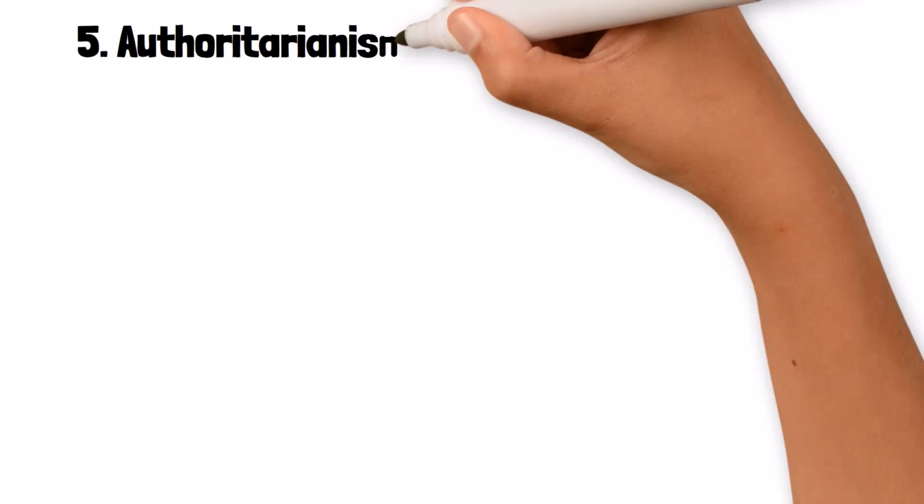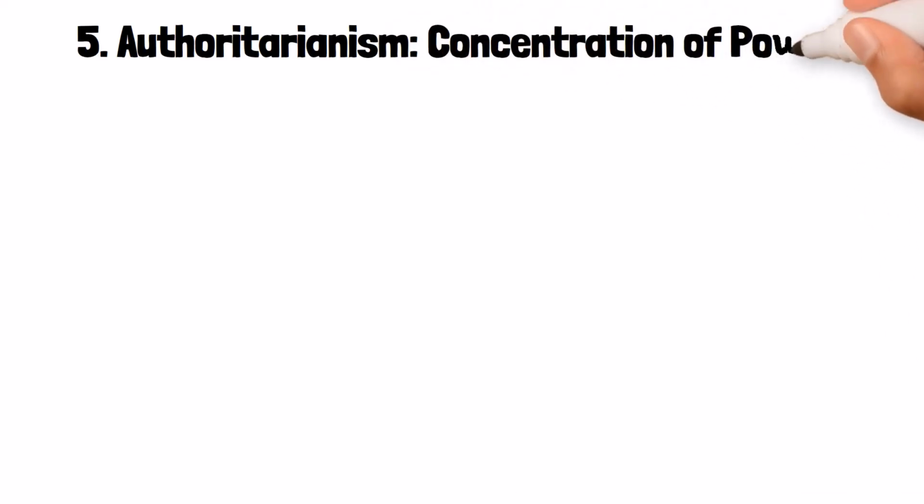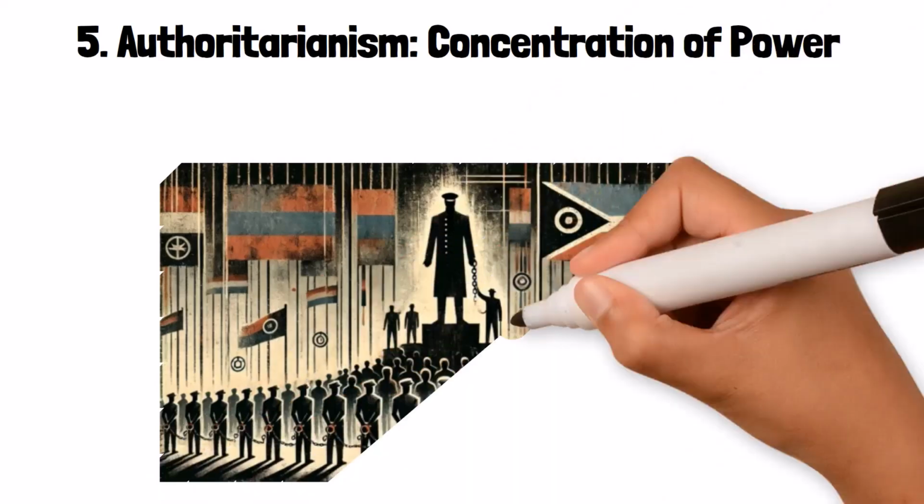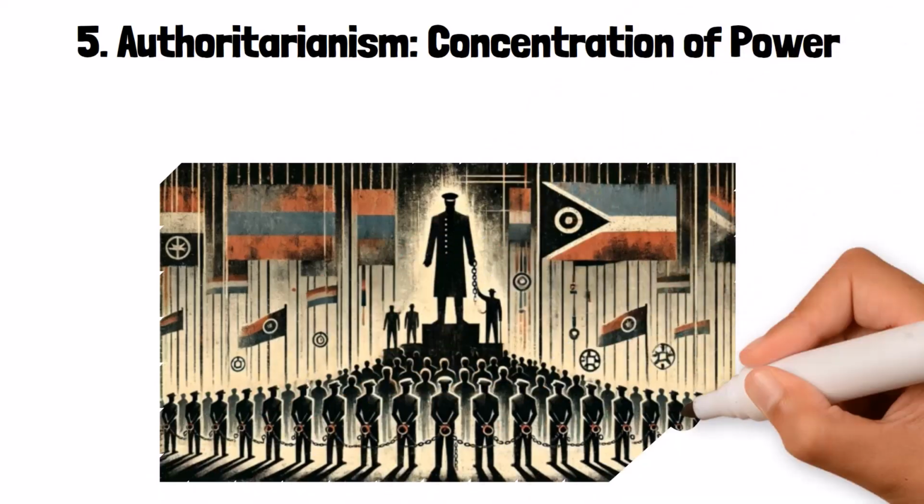5. Authoritarianism, concentration of power. Authoritarianism is a form of government characterized by strong central power and limited political freedoms.